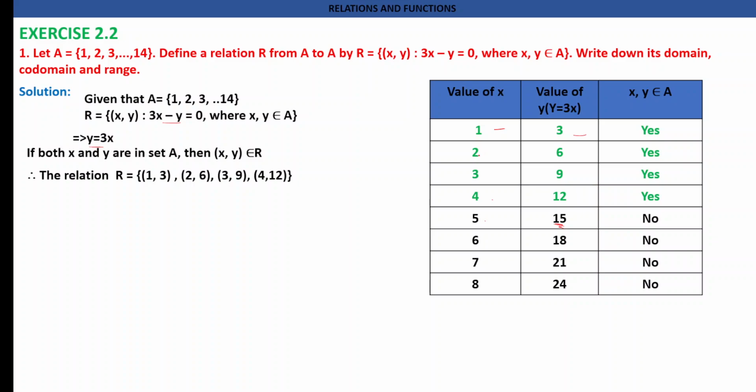Therefore, the relation R is such that (1, 3), (2, 6), (3, 9) and (4, 12). And the domain here is the set of elements 1, 2, 3, 4. The range of R is the set of elements 3, 6, 9, 12.